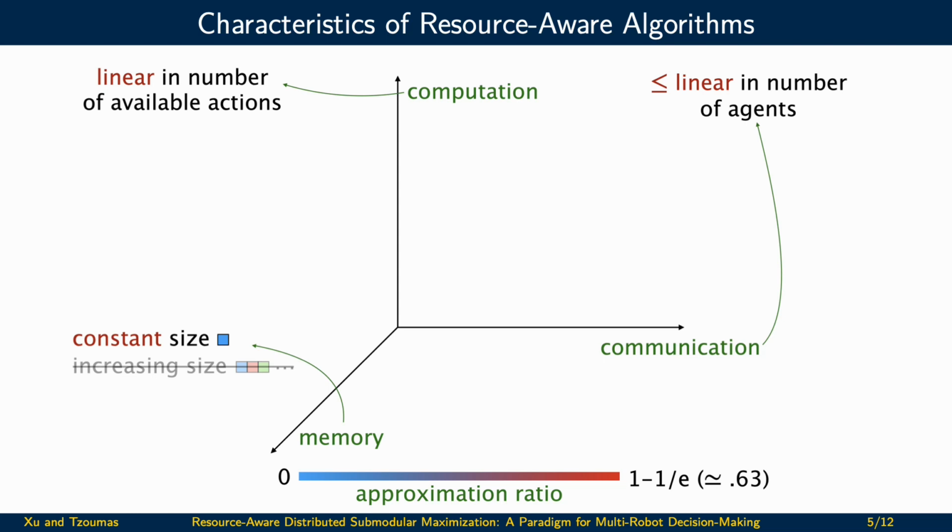For memory usage, we want the size of messages to be constant instead of increasing, as shown in the example above. Finally, we hope the approximation ratio to be as close to 1 minus 1 over e as possible, which has been proved to be the best achievable bound for monotone submodular maximization. With all these characteristics, the ideal algorithm should enjoy low computation, low communication, constant size of inner robot messages, and the best possible bound close to 1 minus 1 over e.